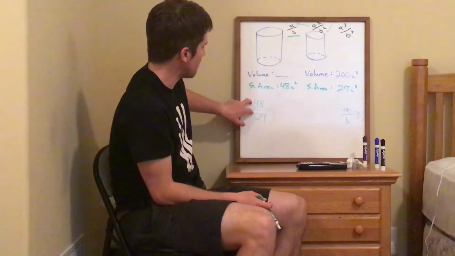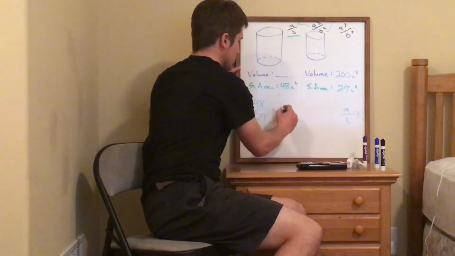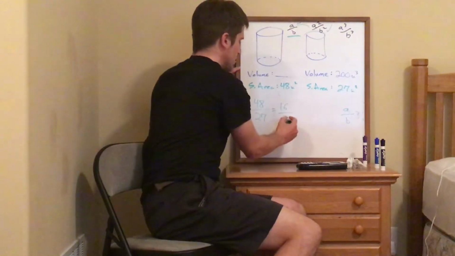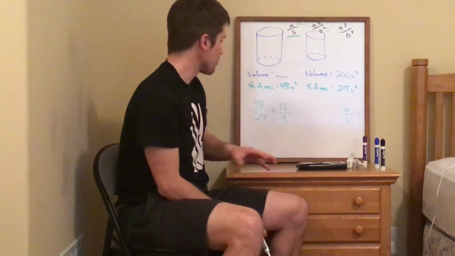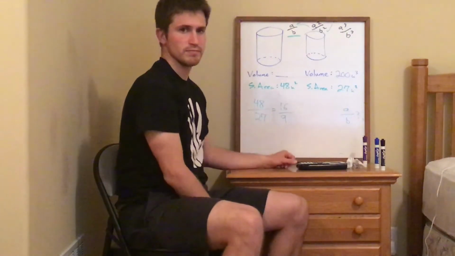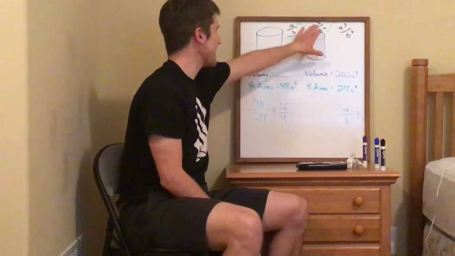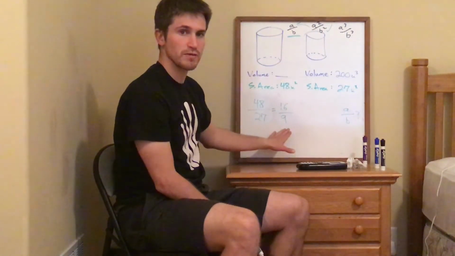So if I reduce by a factor of 3, let's take a look. 48 divided by 3 is 16. 27 divided by 3 is 9. Really important: this is not the scale factor. This is still the A squared over B squared ratio. I just reduced it so it looked nicer.